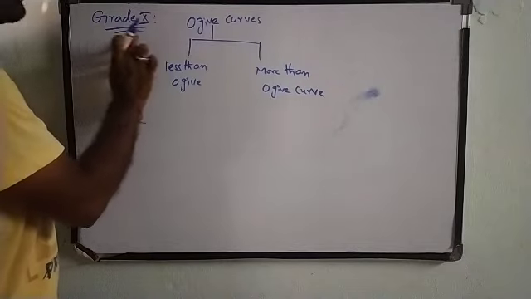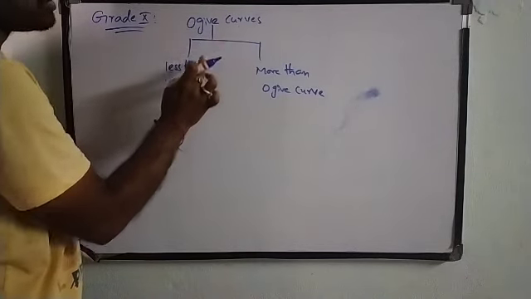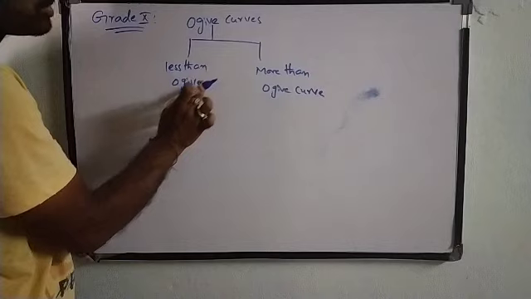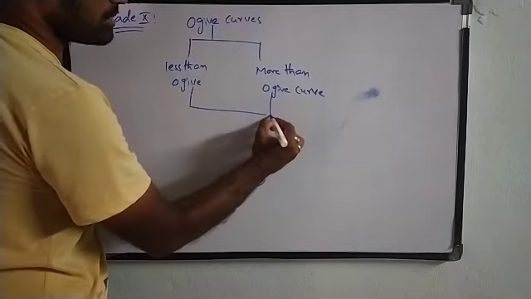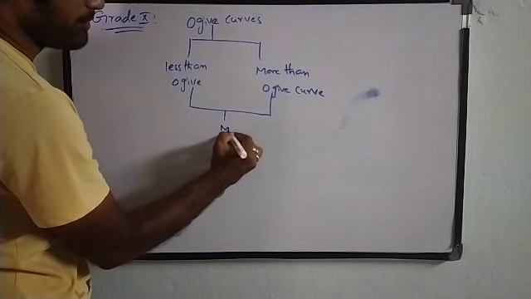Very good morning, students. Today we are going to learn about the OG curves. There are two types of OG curves: the less than OG curve and the more than OG curve. The combination of these two, or else individually these two, we can use to find the median.